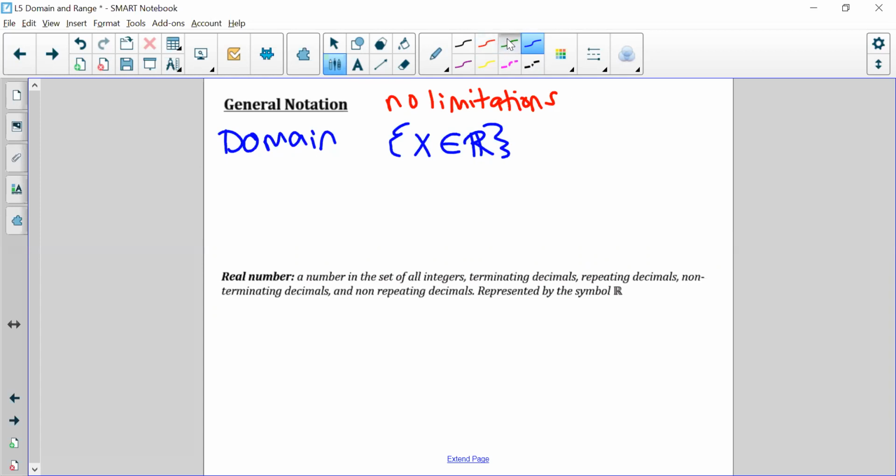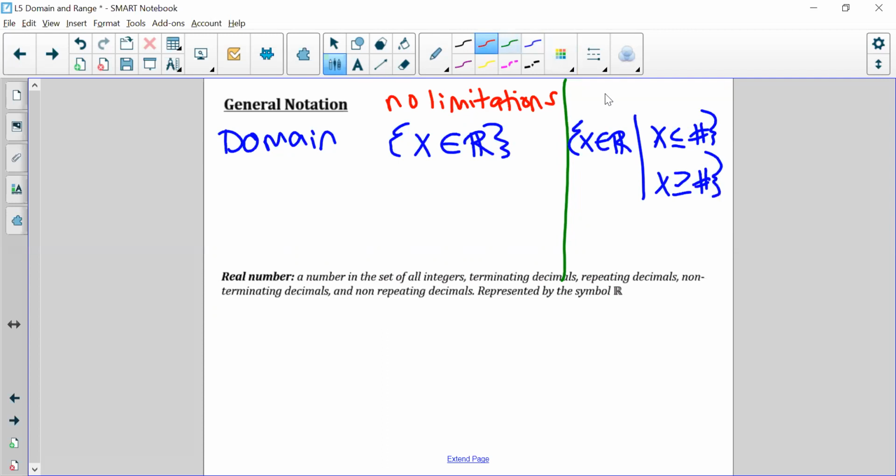But if there are limitations on the domain, we actually have to specify what that is. We're first going to still say we're graphing on a real number line, but then we're going to say possibly that x is less than or equal to some kind of a number. So it's less than a number, or it might be greater than a particular number. I'm going to show you guys all of these, so don't worry about that. This will be if there are limitations.